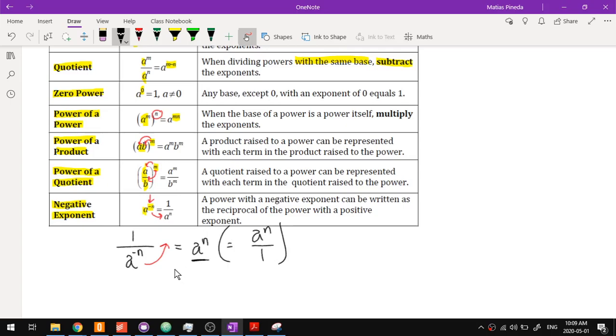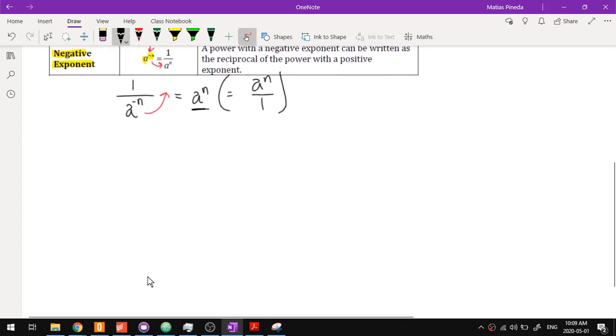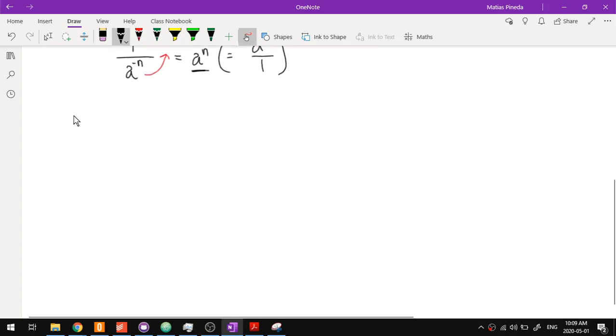Right? So I'm going to do a few examples here for each of the laws. So the first one is the product law.